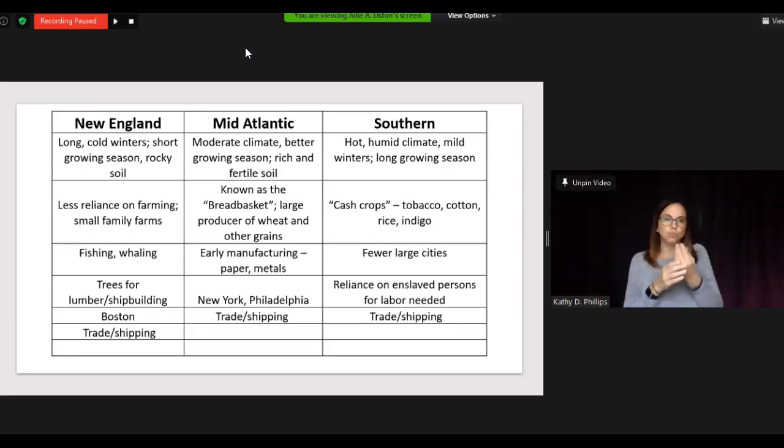The South had fewer large cities. There were fewer people in general living in the South. And because of that, both that idea that there were fewer people to begin with, and the fact that these large farms growing cash crops needed people to work, the South fairly quickly became reliant on others for labor. We see both enslaved persons and indentured servants working in the South. We'll talk more about that on Thursday.